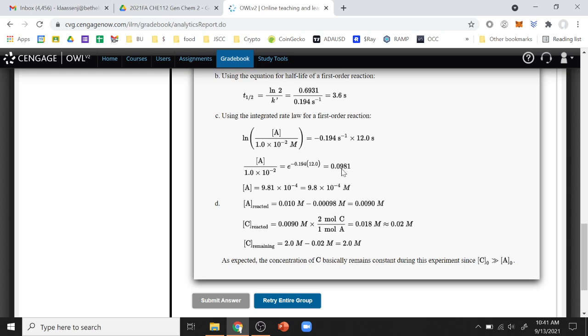I think I have this number wrong. That should be like 0.0000981, something like that. Could somebody check that for me?